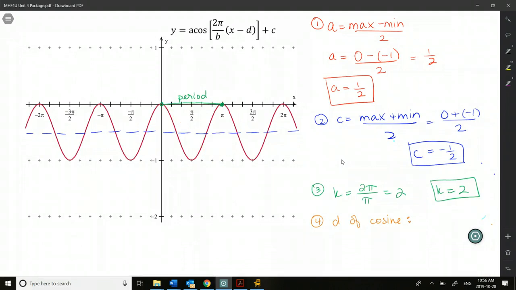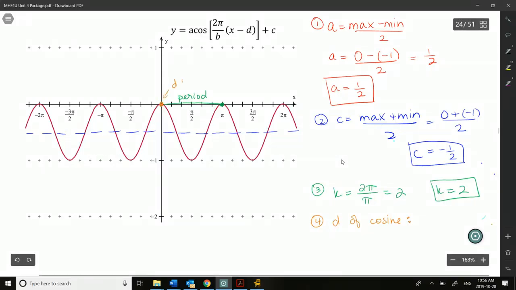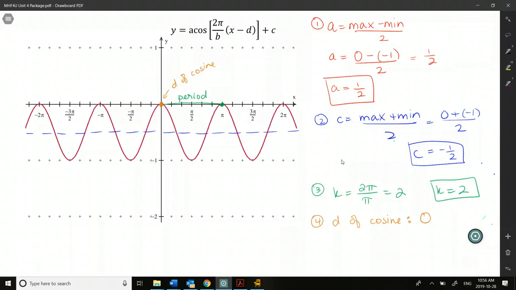How do I get the d value of cosine? What do we look for? The max. So where is the location of the closest max to the y-axis? It's at 0, yeah. So this is the d of cosine. So we actually have a 0 value for d. There's no phase shift here.